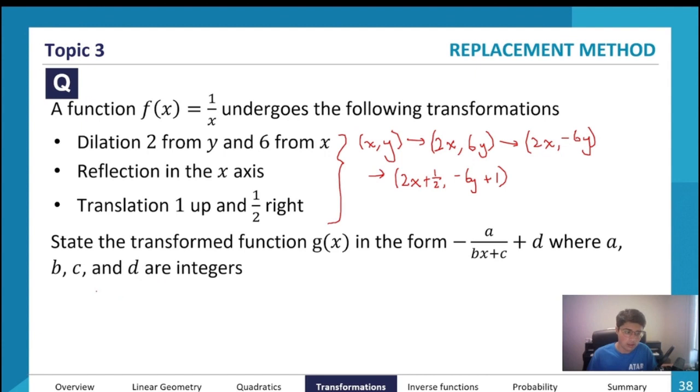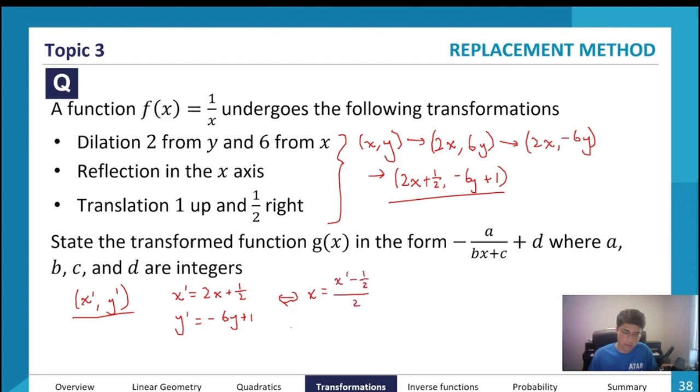What we can then do is we know that our transformed function has the coordinates x dash and y dash. So we can form an expression. x dash is equal to 2x plus half, because these two are the exact same set of coordinates, and y dash is negative 6y plus 1. We can then do a little bit of rearranging. Moving the half to the other side would get a minus sign, and then dividing everything by 2, we would get x is equal to x dash minus half over 2, and same thing with y. We would get y equals y dash minus 1 divided by negative 6. So y dash minus 1 over 6 with the negative sign out the front.